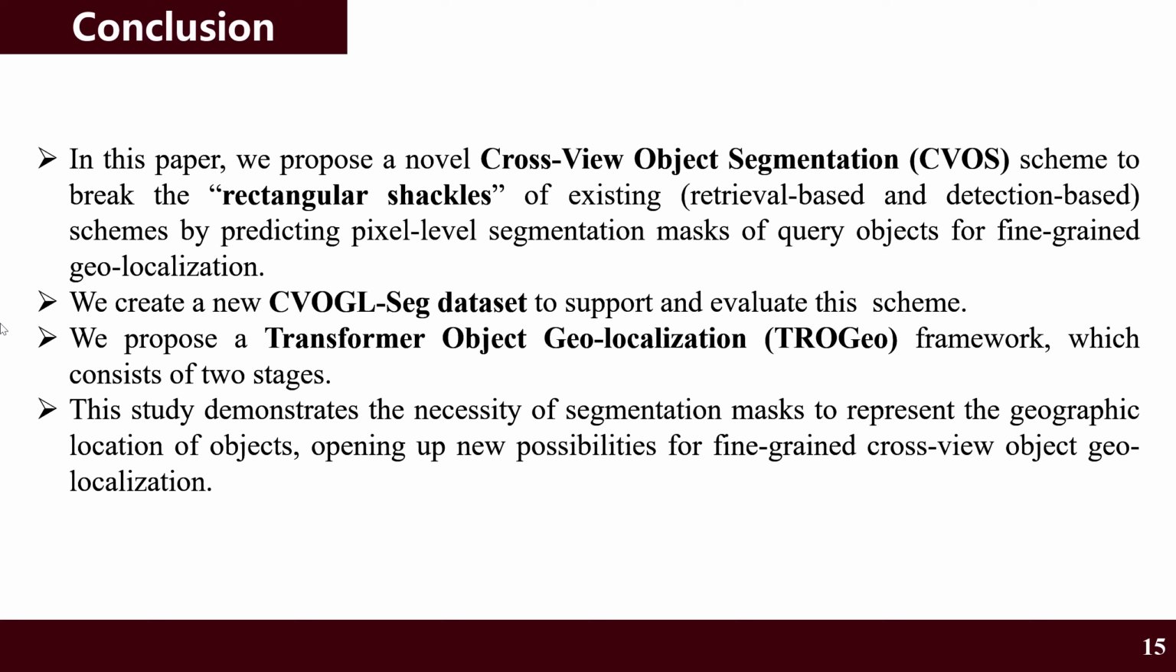Our summary of this work includes: in this paper, we propose a novel cross-view object segmentation (CVOS) scheme to break the rectangular shackles of existing retrieval-based and detection-based schemes by predicting pixel-level segmentation masks of query objects for fine-grained geolocalization. We create a new CVOGL-SEG dataset to support and evaluate this scheme. We propose a transformer object geolocalization TROGO framework, which consists of 2 stages.